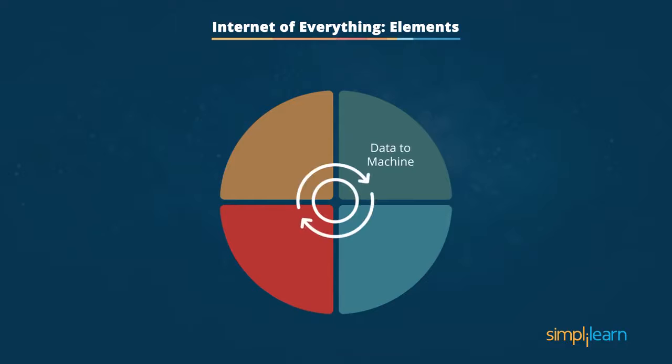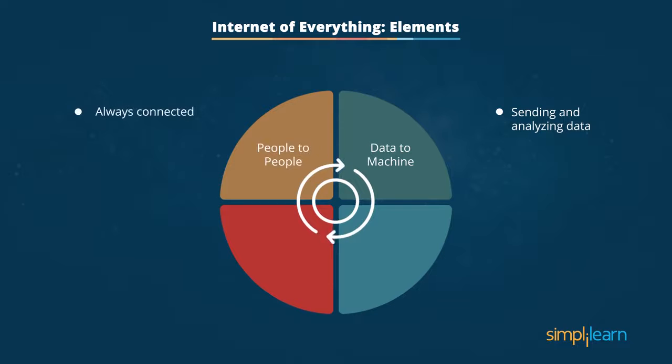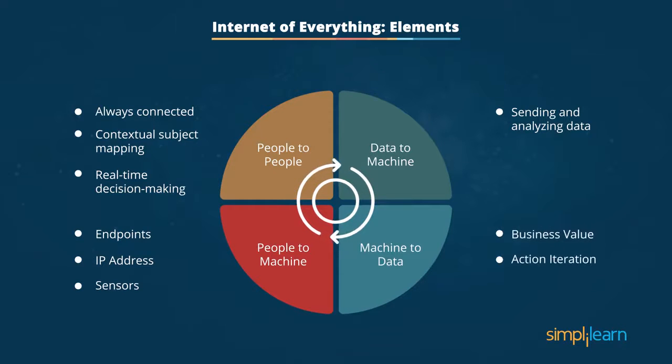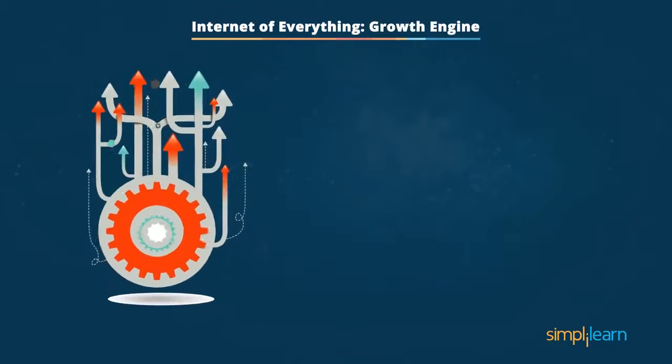The first is data, which encapsulates sending and analyzing data. The second bucket is the people, who are always connected and have contextual subject mapping with the real-time world for decision-making. The third bucket is the things which link people to machine with endpoints, IP addresses, and sensors. The last bucket is machine to data, which talks to the business value and action iteration, essentially building simple models to achieve corporate results. Internet of Everything.